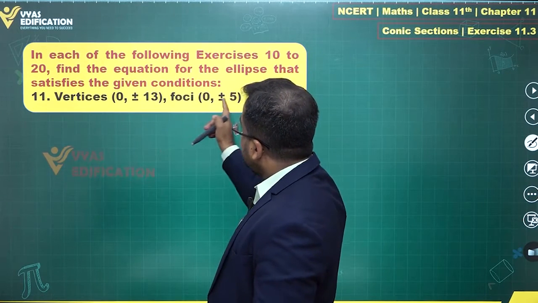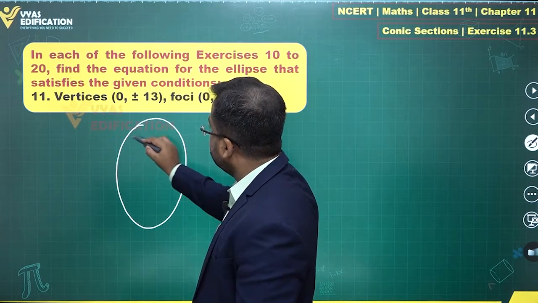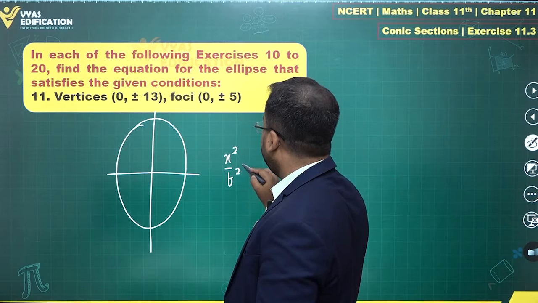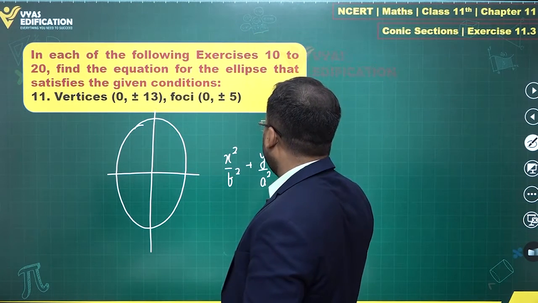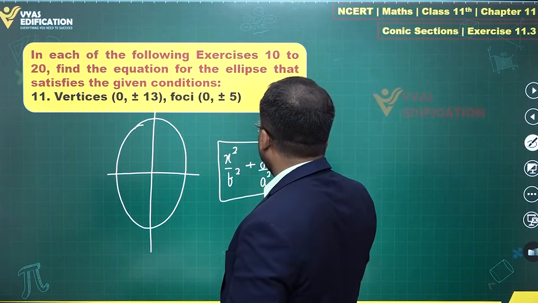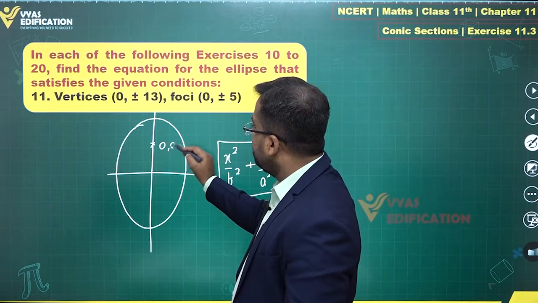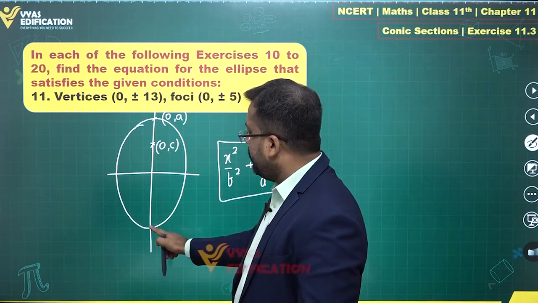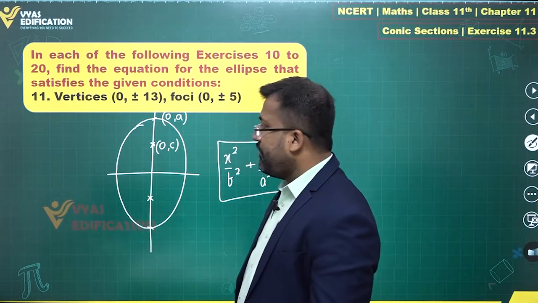So vertices and foci both lie on the y-axis. So this will be a vertical ellipse in this manner, right? The equation will be x square by b square plus y square by a square is equal to 1. This is a vertical ellipse. This point is 0 comma c. This point is 0 comma a. Vertex 0 comma minus a. Focus, one is 0 comma c, the other is 0 comma minus c.